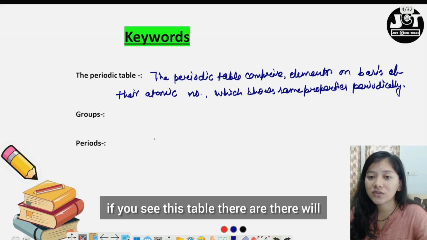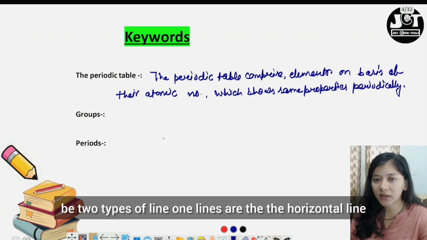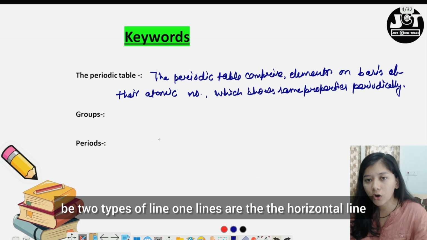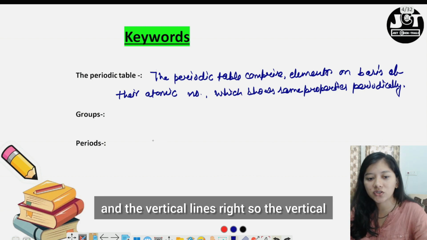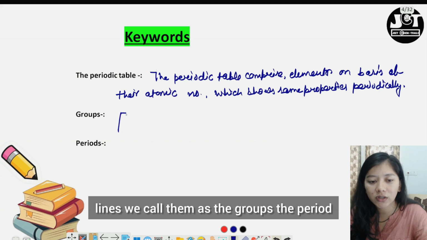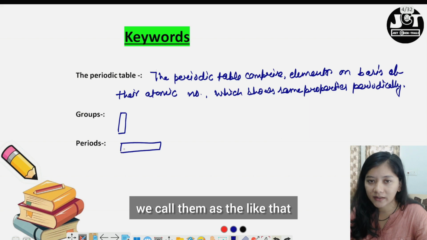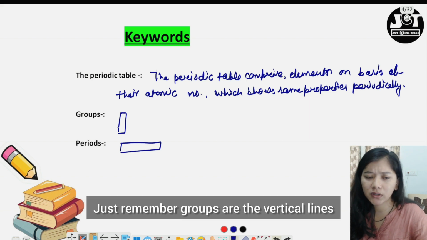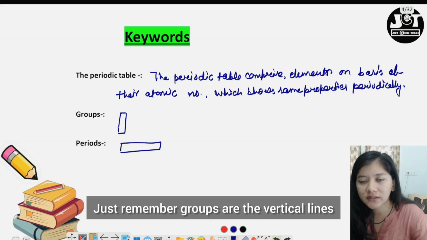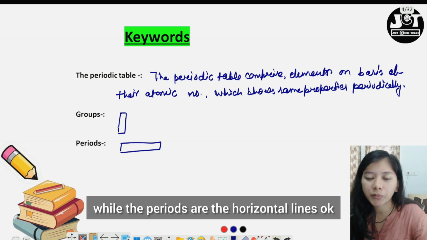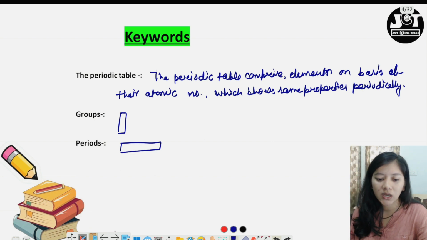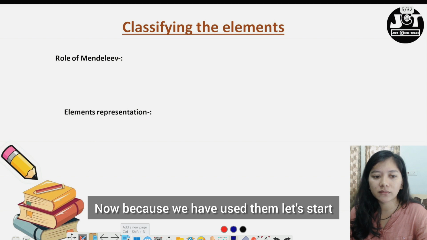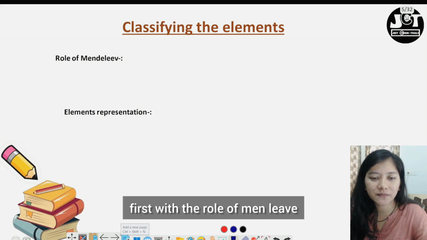Now if you see this table, there will be two types of lines: the horizontal lines and the vertical lines, right? The vertical lines we call groups, and the horizontal lines we call periods. Just remember, groups are the vertical lines in the periodic table, while periods are the horizontal lines. Okay. Now, because we have used them, let's start first with the role of Mendeleev.